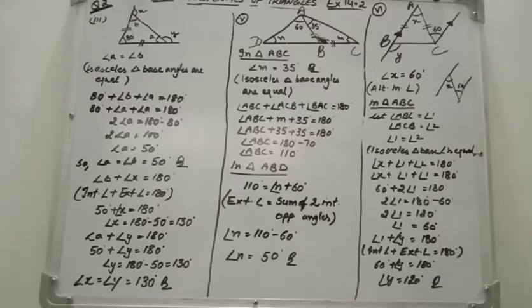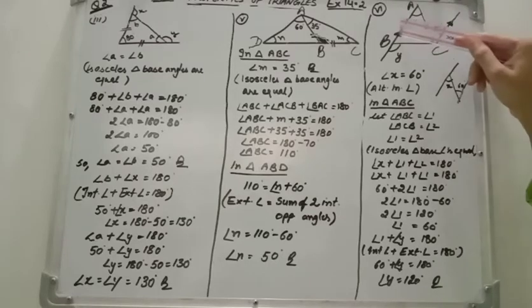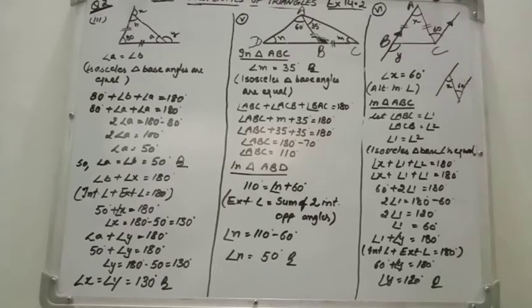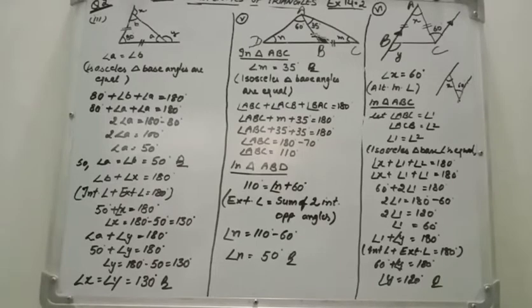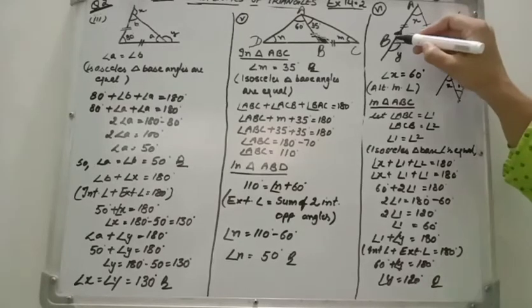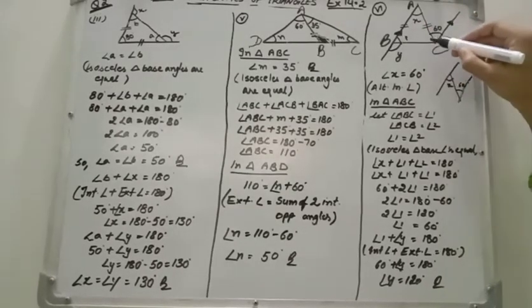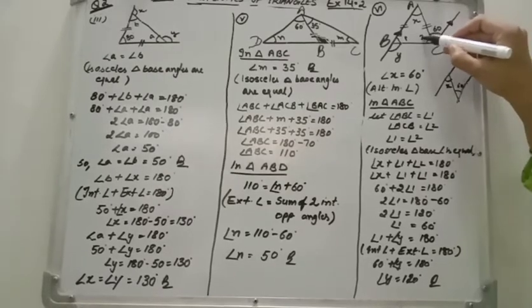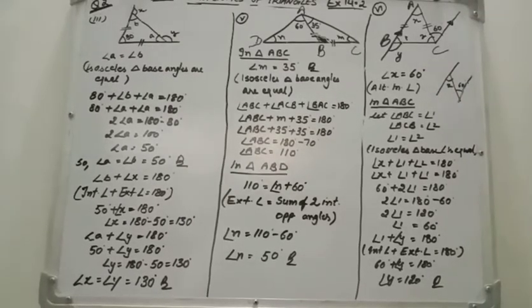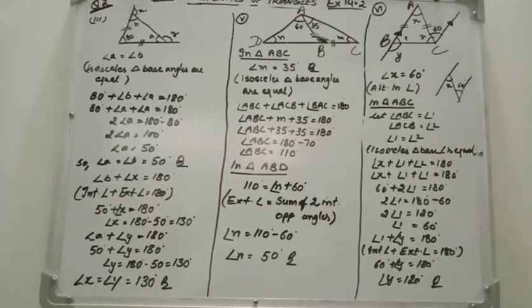Now we have to find out the Y. How to find out the Y? First we take angle ABC. Let this one be angle number 1 and this one be angle number 2. Clear? So angle 1 is equal to angle 2 by which property? Because it is an isosceles triangle, so their base angles are equal. That's why angle 1 is equal to angle 2.